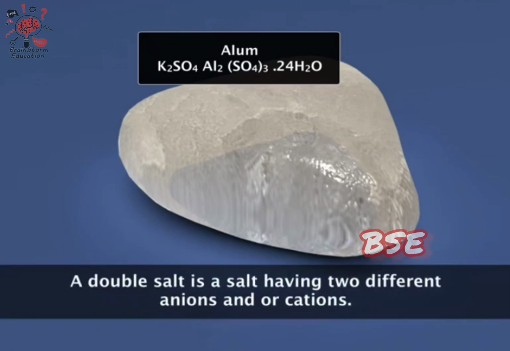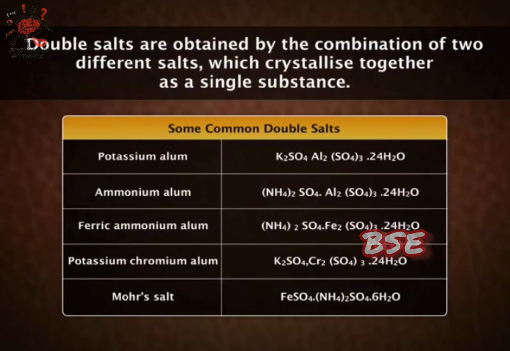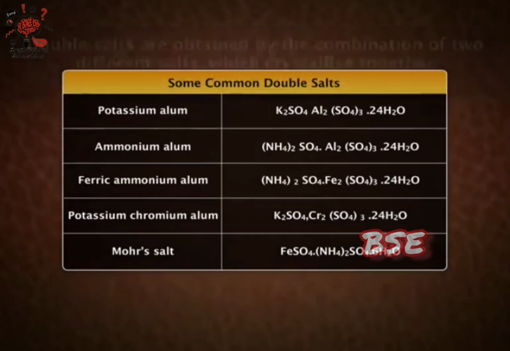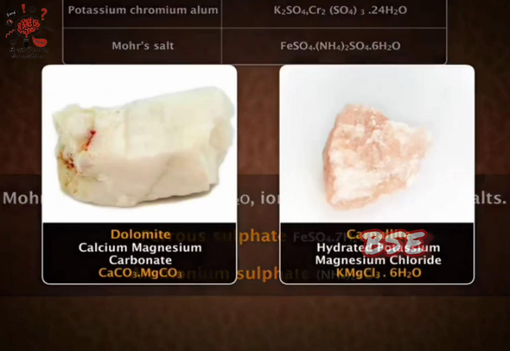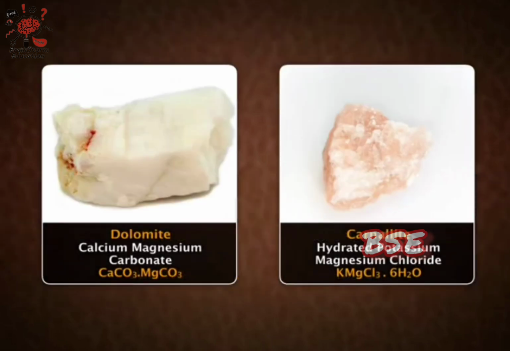A double salt is a salt having two different anions and or cations. A double salt is obtained by crystallization from a solution containing two different salts in the same concentrations in terms of moles per liter. During the formation of double salts, no new ions are formed. Double salts ionize as two distinct salts when dissolved in water. Minerals such as dolomite and carnallite are examples of double salts.